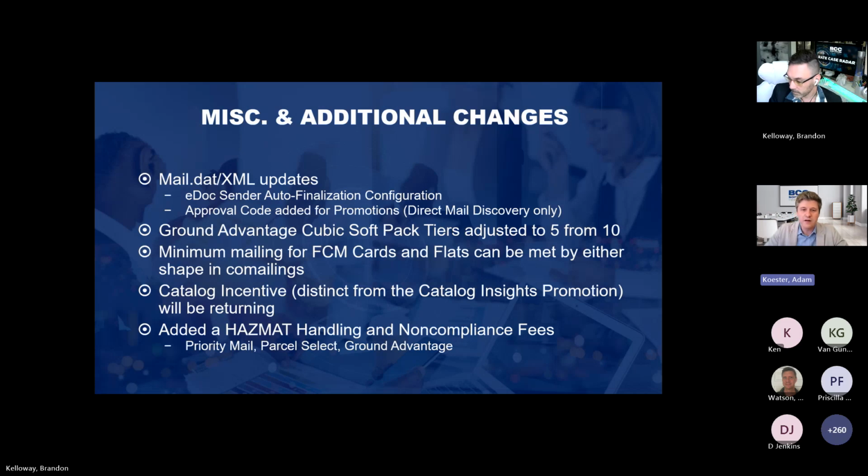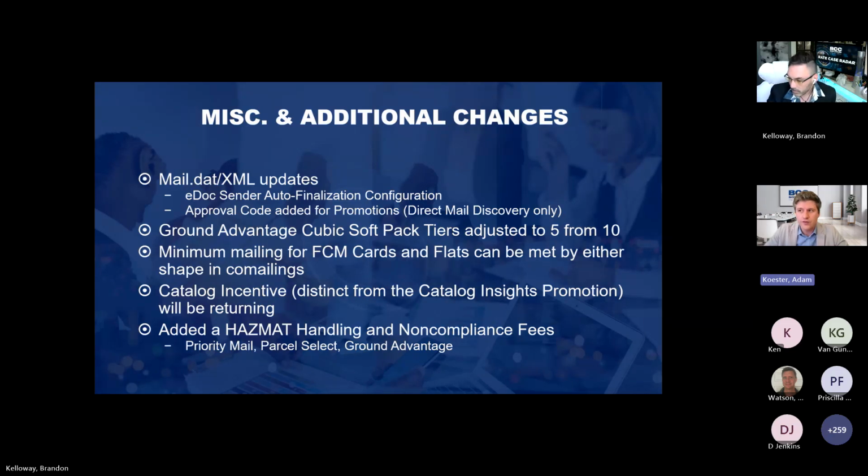The first of those is the eDoc Sender auto finalization configuration. This responds to requests from folks in the industry: when you're doing seamless and you don't want the mailing to finalize immediately upon being uploaded, you want a little bit of time to look at it and confirm that everything you expected to happen did happen. Then it can be finalized at a later time, but still within the same business day by and large. They put in an option in mail.dat to control that. If you set that at a default, it'll be like 4, 6, 8, 10 hours that you can delay that auto finalization by. That gives you a little bit of time to check up on your work.